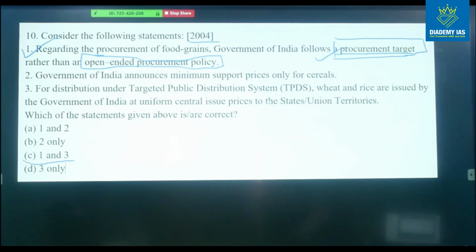Statement 2, Government of India announces minimum support prices only for cereals. No, we have already seen it announces for cereals, pulses, oil seeds, copra, etc. Jute also, right? Statement 3, for distribution under TPDS, wheat and rice are issued by the government at uniform central issue price. Yes, central issue price is there, and at this price it is issued to the state or UT. So statement 3 is also correct. Option C is the correct answer.